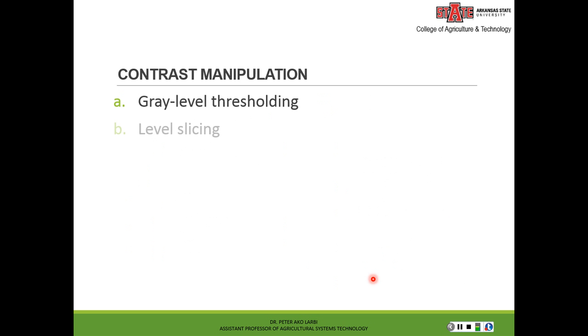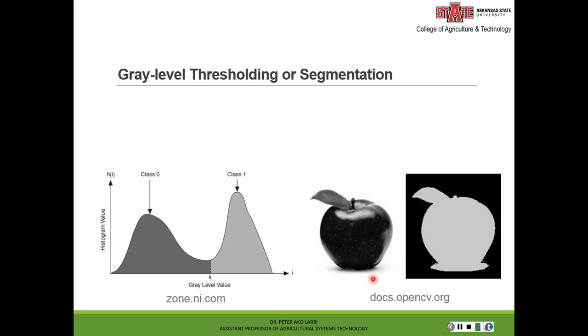And under contrast manipulation, again, we have gray level thresholding and level slicing. Gray level thresholding and level slicing are basically similar. Gray level thresholding would end up with data that has either a 0 or a 1, or that has two values, where one would be a foreground and the other would be a background.